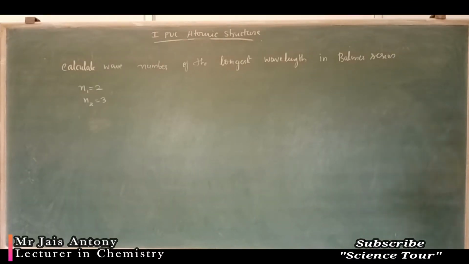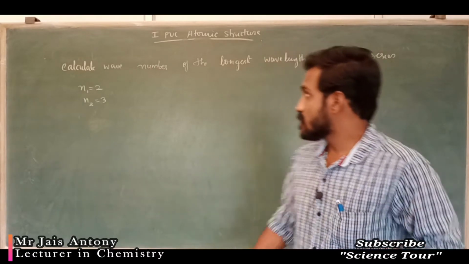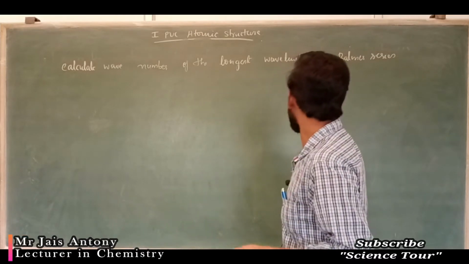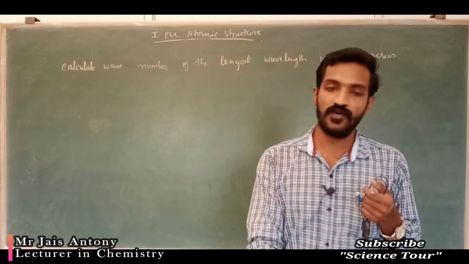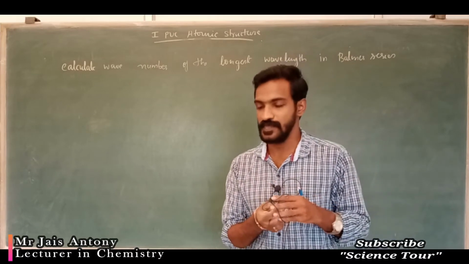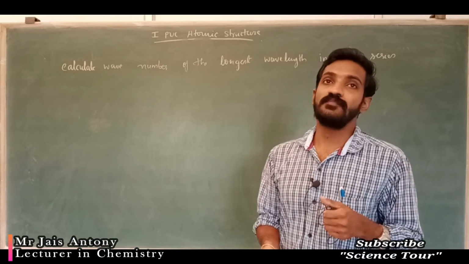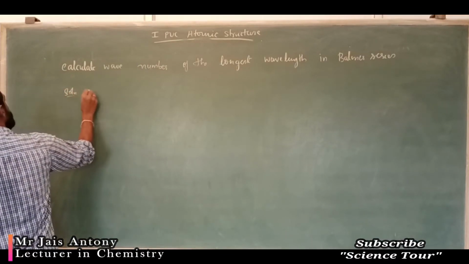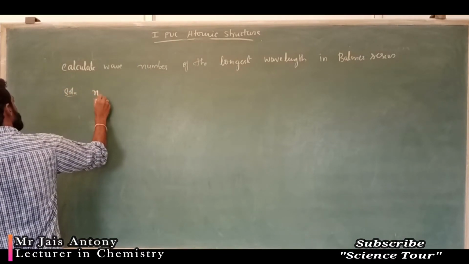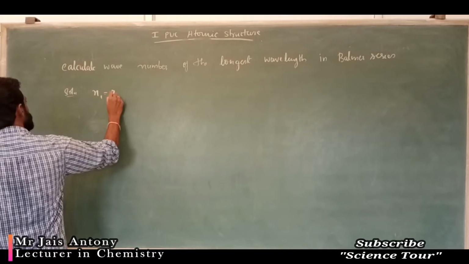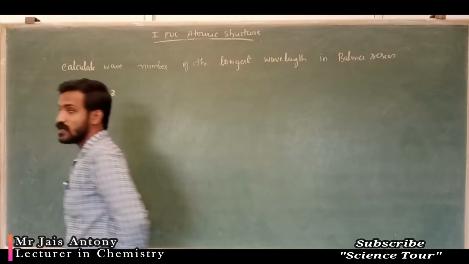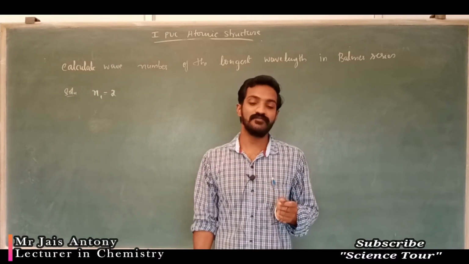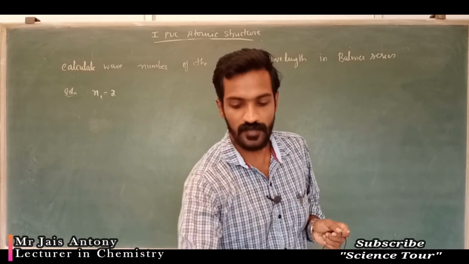Okay, my dear students, next problem is: calculate the wave number of the longest wavelength in Balmer series. You know that Balmer series, what is n1? n1 is nothing but 2, energy level 2. When an electron jumps from a higher energy level and reaches energy level 2, it is called Balmer series.